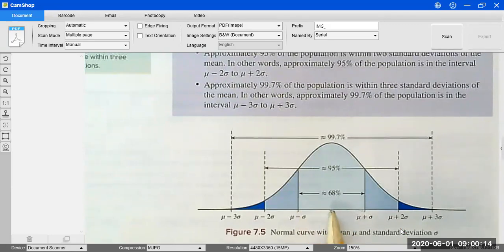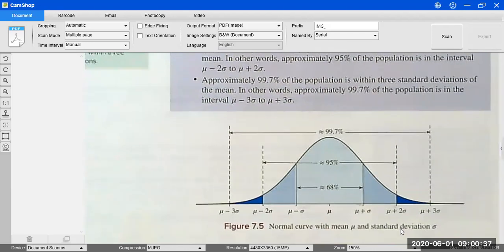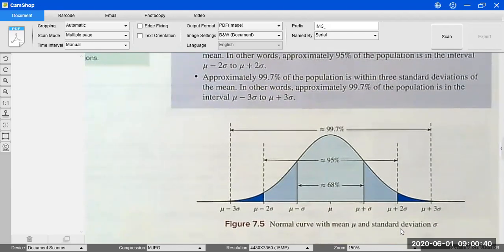If you subtract two standard deviations, you're going to get to this point, and if you add two standard deviations to the mean, you're going to get to this point. So you're going to get 95% of the values within two standard deviations, and finally, within three standard deviations, you're going to get 99.7% of the values. That is going to be the proportion or the probability when you are within three standard deviations from the mean.